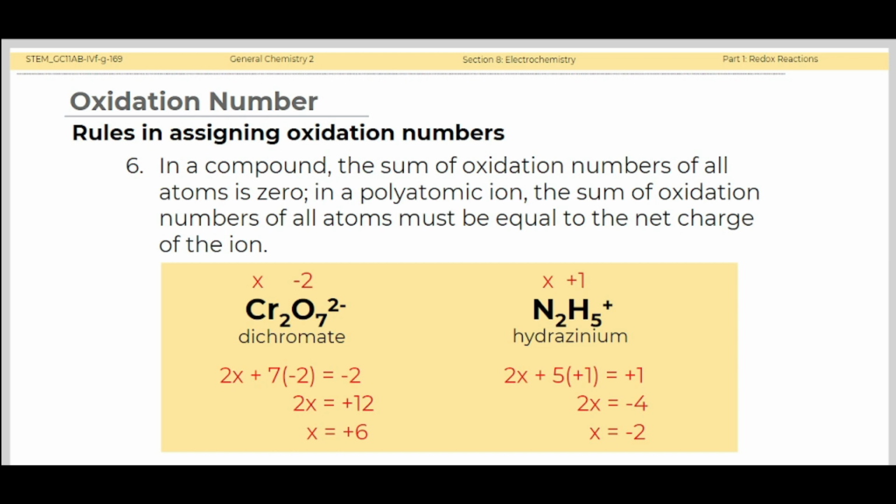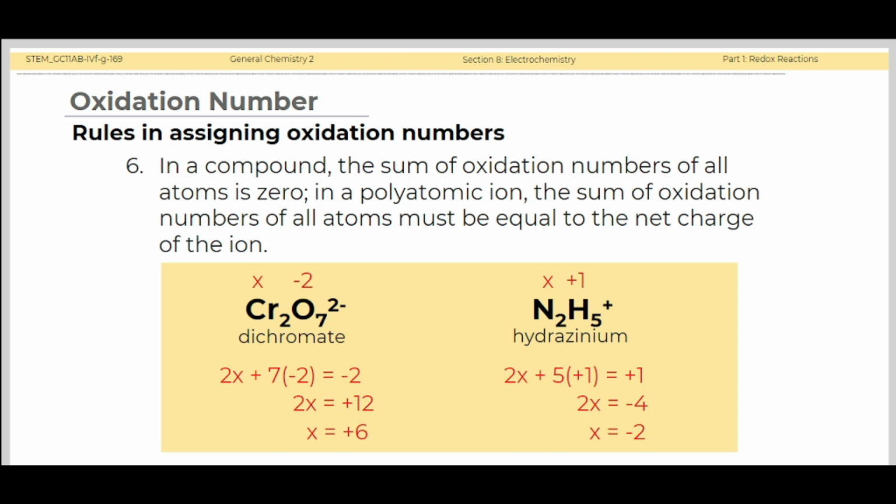As for the dichromate ion, each oxygen has an oxidation number of negative 2, and the sum of the oxidation numbers is negative 2. Letting X be the oxidation number of each chromium, we have 2X plus 7 times negative 2 equals negative 2. Solving for X, we get X equals positive 6. This is the oxidation number of chromium in the ion.